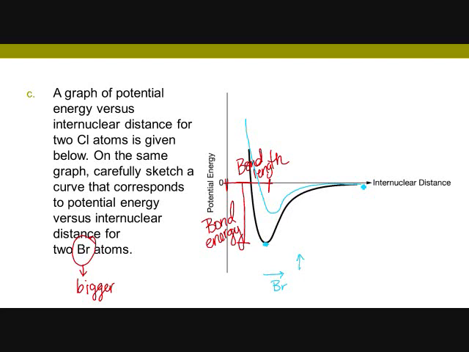Is it perfect? No. We could make it more perfect if we had experimental data, but we're not given that here. So we are just trying to use our Coulomb's law knowledge to draw that for ourselves. All right? So that is 2.2.